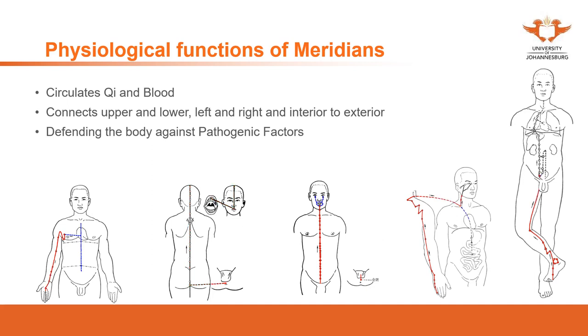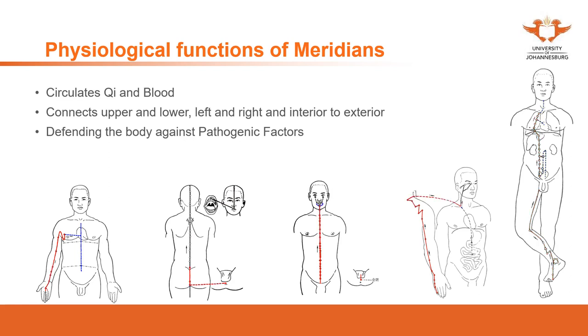So the first function of the meridians is the circulation of qi and blood. Qi and blood need to move around our body. How do they move? They move through the meridians. The meridians are similar to highways. They move along the highways to different organs. The meridians connect the upper and lower extremities, the left and right sides of your body, and also the interior and exterior.